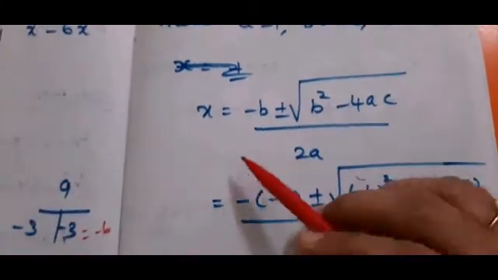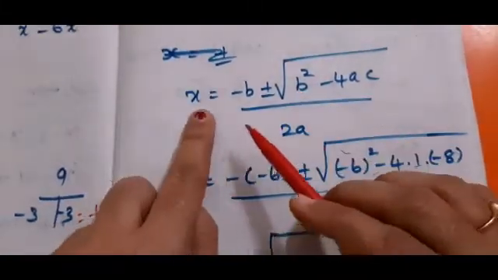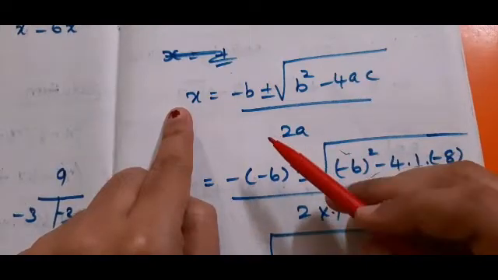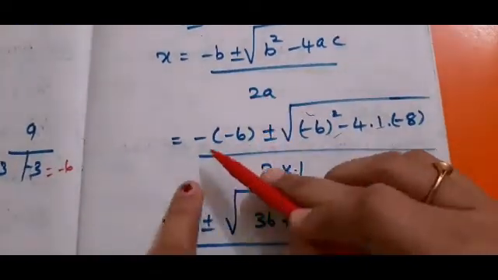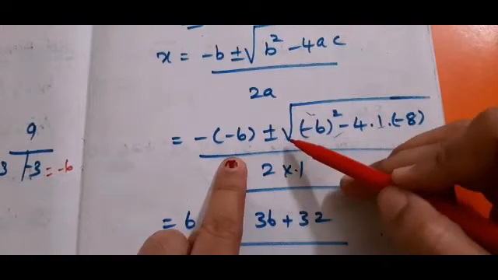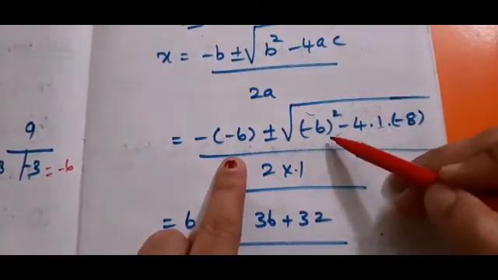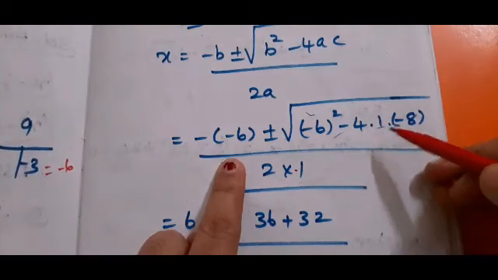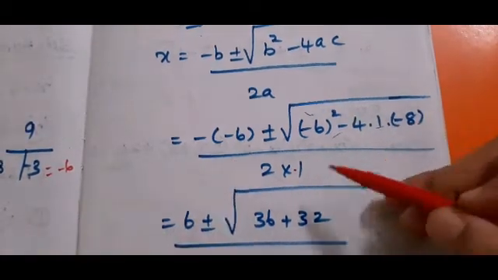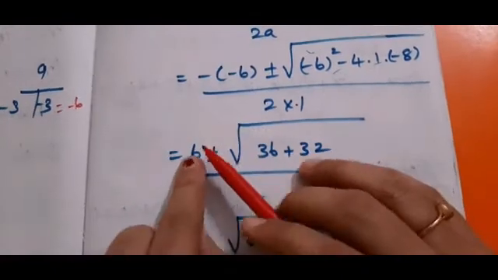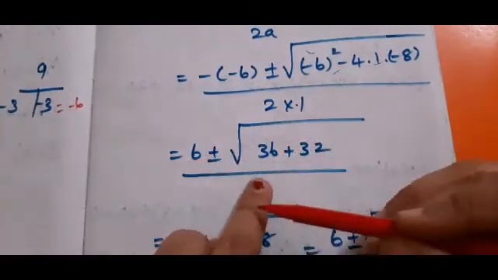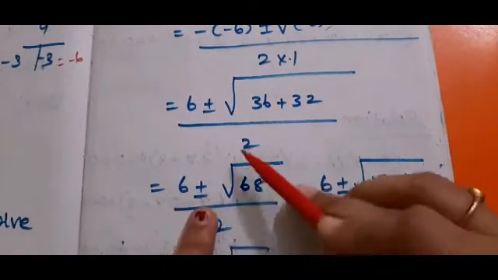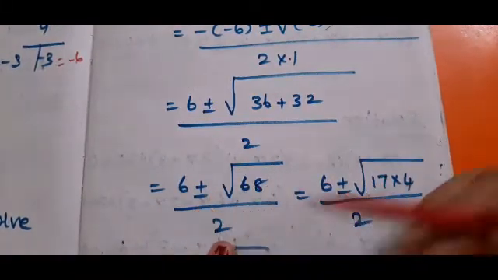So now I must substitute all the values of a, b, c in this x. So minus of minus 6 plus or minus square root of b square. B square is minus 6 square minus 4 into 1 into minus 8 divided by 2 into 1. So 6 plus or minus square root of 36 plus 32 by 2. So 6 plus or minus square root of 68 by 2.